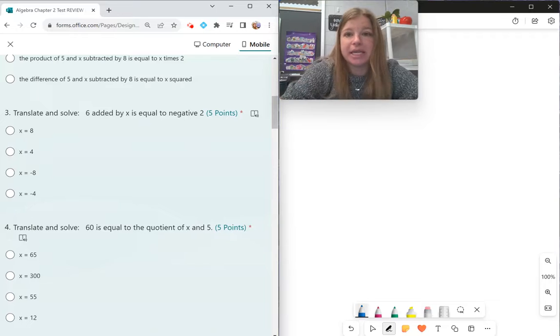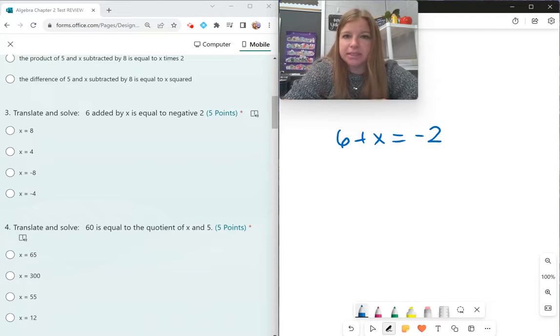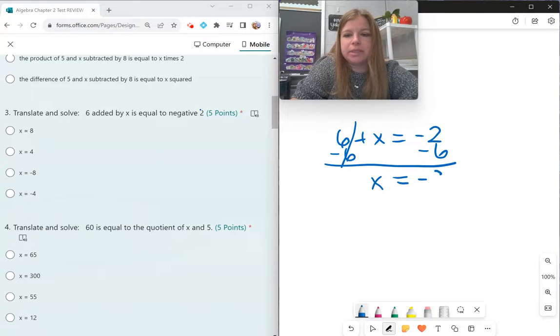Number 3, translate and solve. 6 added by x is equal to negative 2. So that's an easy translating. I have numbers on both sides of this equation. I get rid of the number that's on the same side as my variable, which is positive 6. So I'm going to go ahead and subtract 6 on both sides, and we end up getting x equals negative 8. Easy answer.